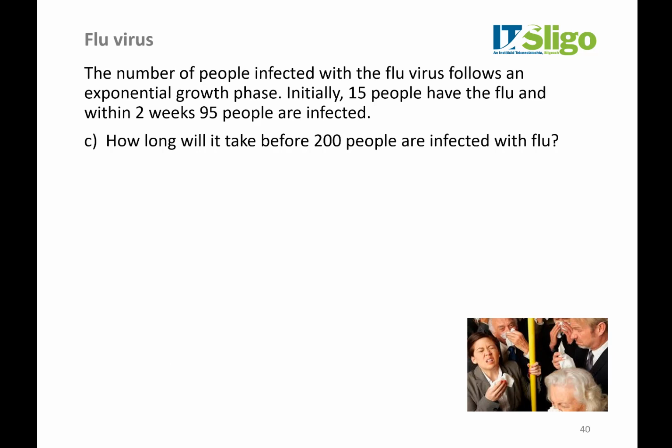C, how long will it take before 200 people are infected with flu? So now we need to manipulate this equation for t. And again, I did this back a couple of slides. This is the function we had. It's very similar to the k function, just t and k have swapped positions. And now we know this is the new value, this is n. The initial conditions are still the same, and we know k. So we know n, we know n0, and we know k.